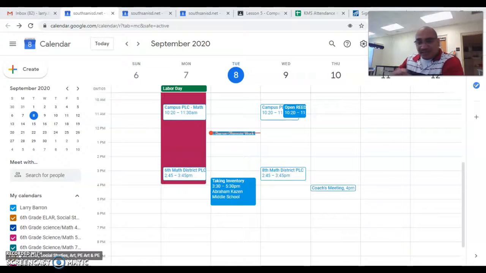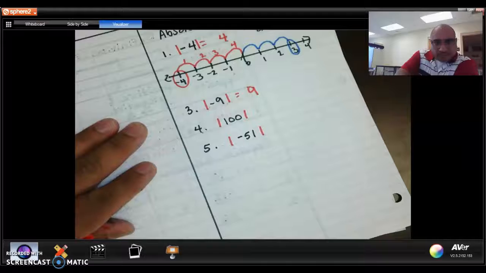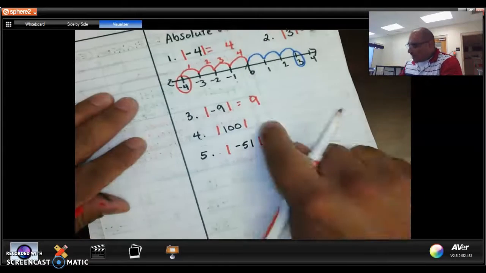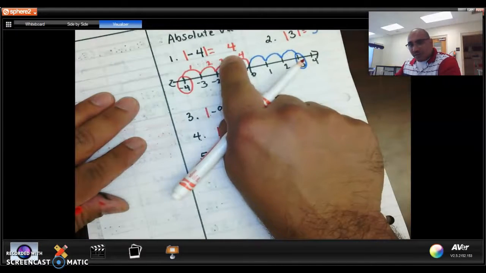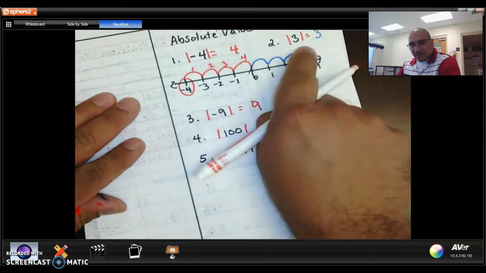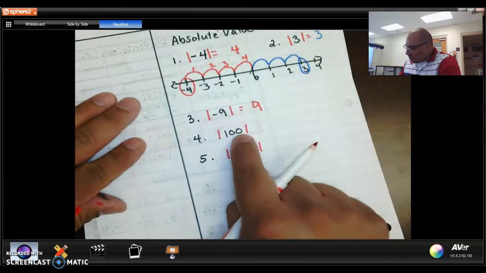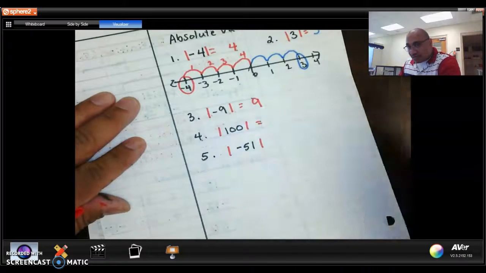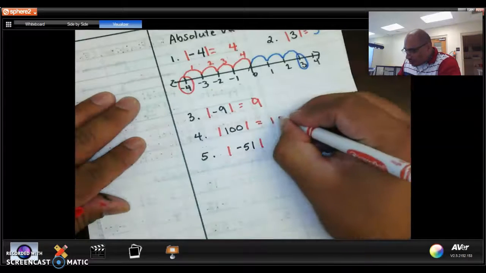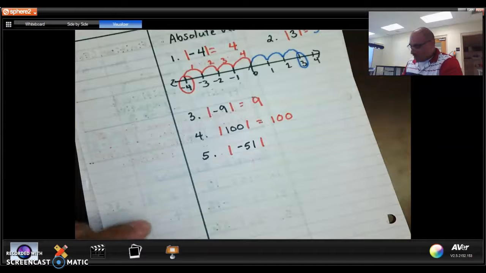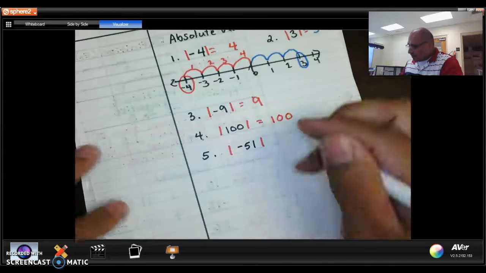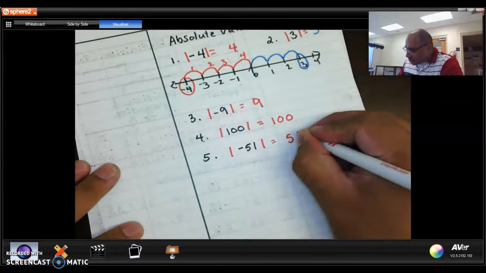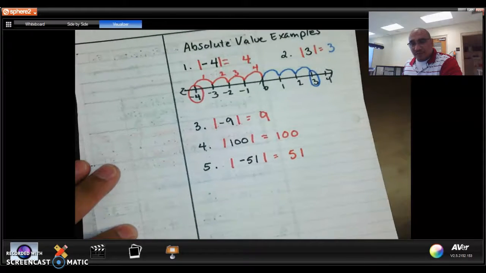I don't know if y'all have noticed yet, but the answer is always what's on the inside, just positive. So the absolute value of 100, meaning it's 100 spaces away from 0, is just 100. And then the absolute value of -51, knowing that our answer is always positive, our answer is 51. Okay?